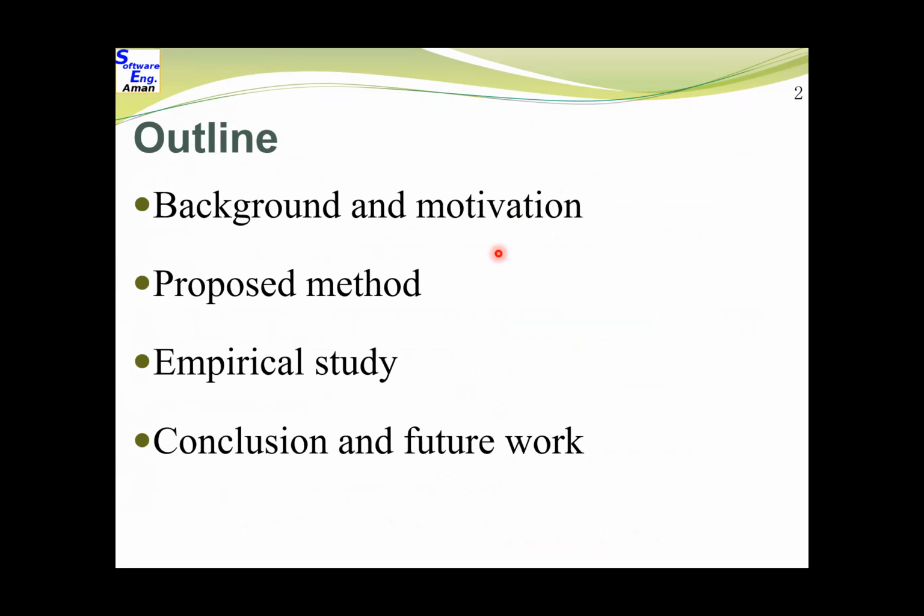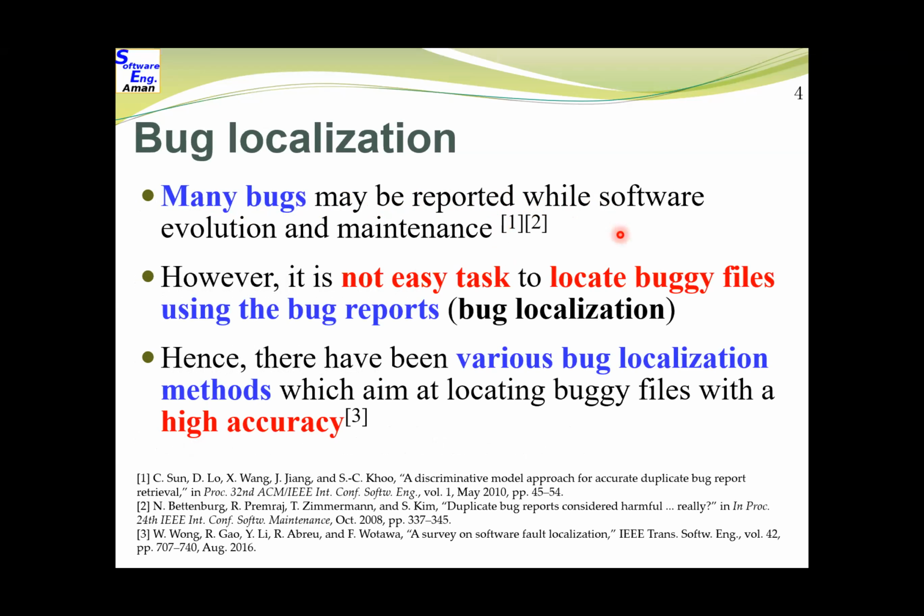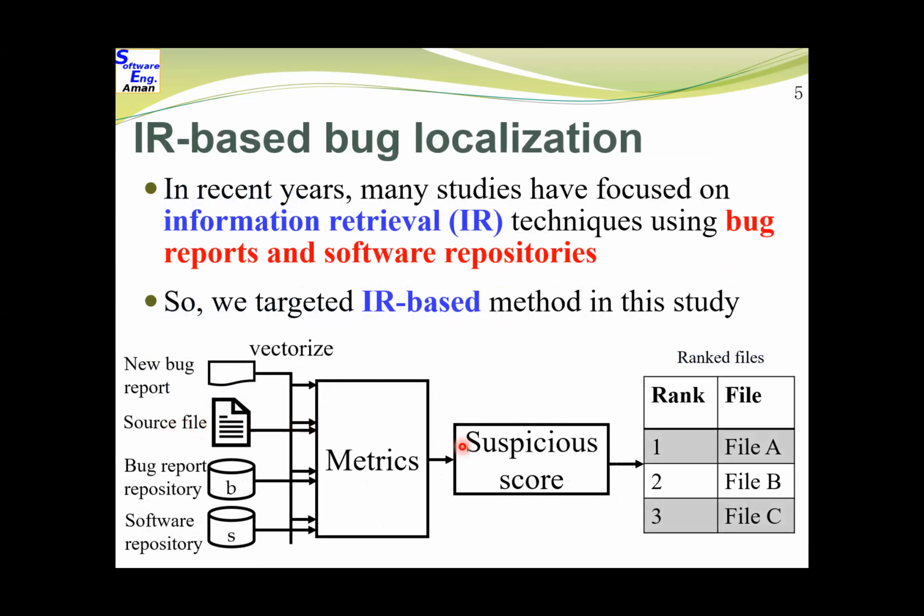And this is the outline of the presentation. First, I talk about background and motivation. This slide shows what bug localization is. Many bugs may be reported during software evolution and maintenance. However, it is not an easy task to locate bug files using the bug reports, and it is called bug localization. Hence, there have been various bug localization methods which aim at locating bug files with a high accuracy.